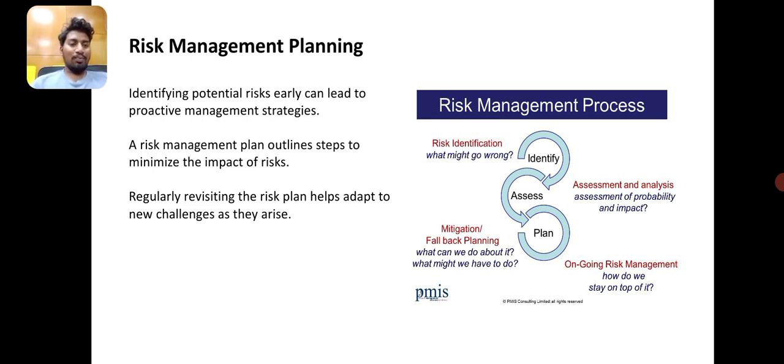Identify, assess, and plan. First, in identify, risk identification: what might go wrong. In assessment and analysis, assessment of probability and impact. And in the planning step, mitigation or fallback planning: what can we do about it, or what might we have to do? And another is ongoing risk management: how do we stay on top of it? This represents how to manage risk in the process of the software project.